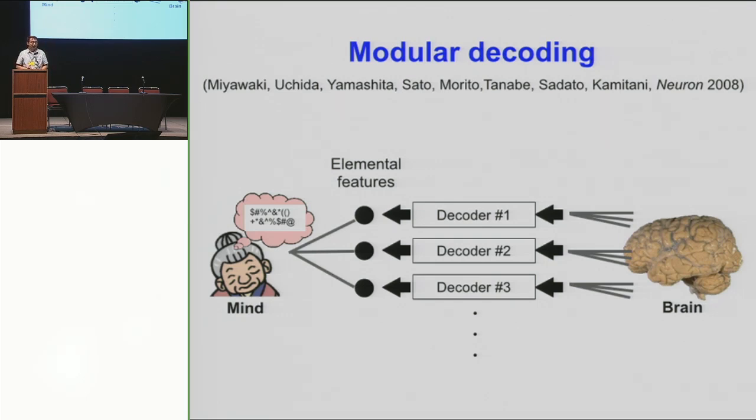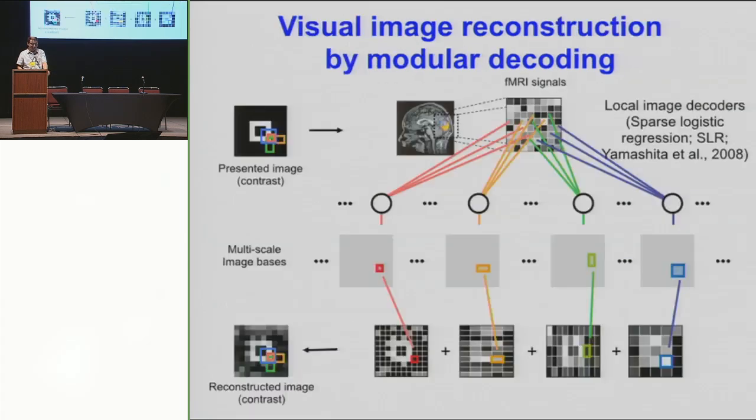So, by combining them, we can make a complex mental state. And since this elemental feature is assumed to be simple, we can train the decoder with a small amount of data. But by combining the outputs, we can get a huge number of possible outputs. Okay, that's the idea. And this was applied to the problem of visual image reconstruction.